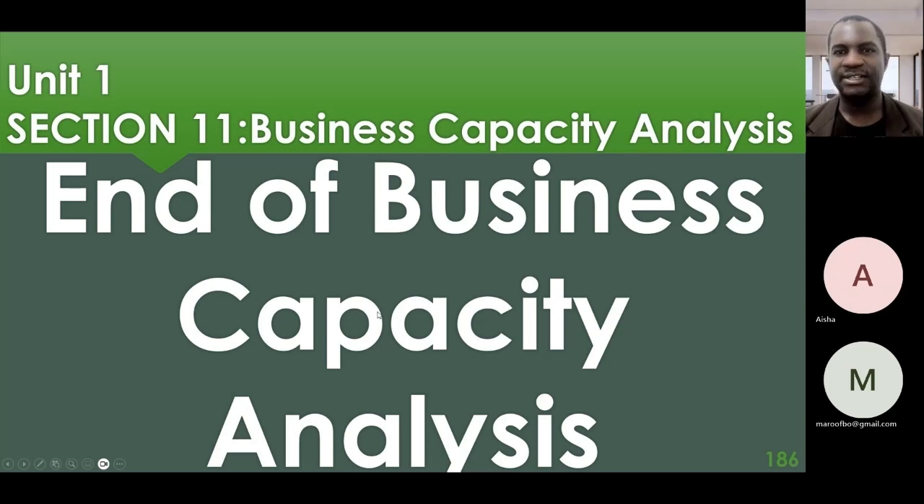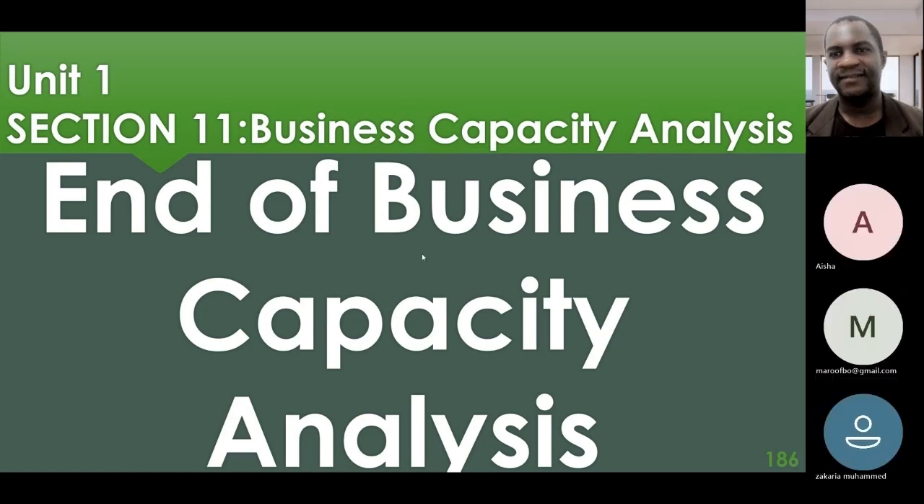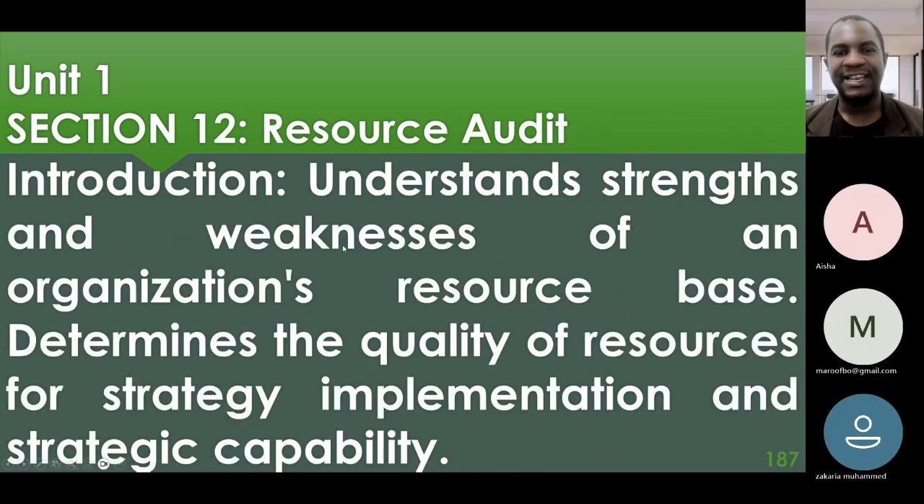All right. Aisha, do you understand that business capacity analysis clearly? Yes, I do. Okay, so let's move to the last model, strategic model, then we'll go on break. So this is the last strategic model, and that is resource audit. That will be number 12. And after this model, we'll go on break and come back to look at performance management tools.